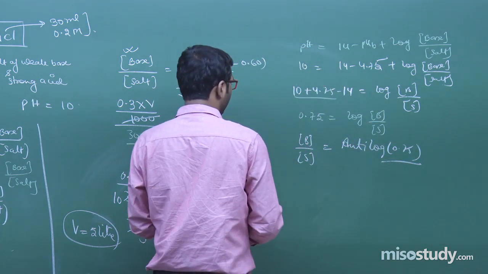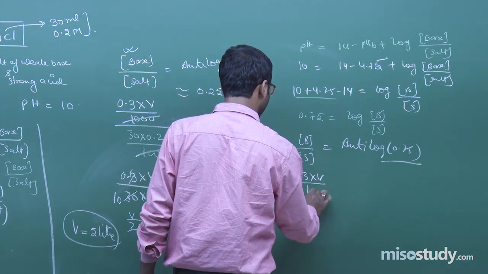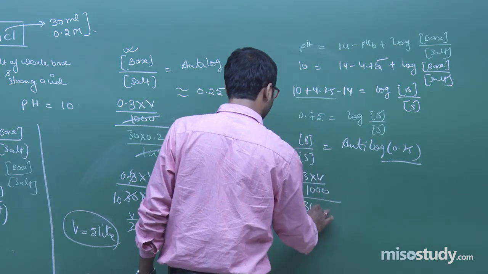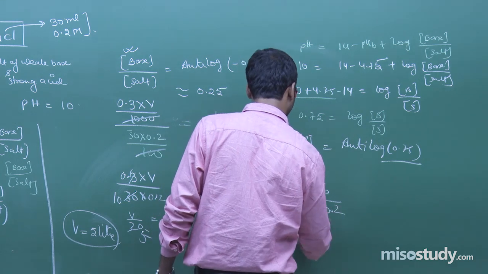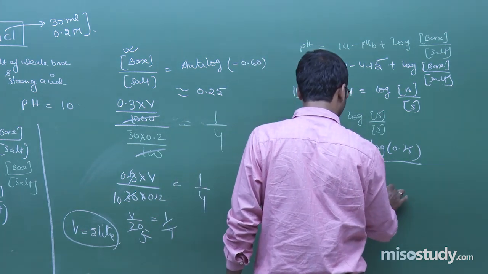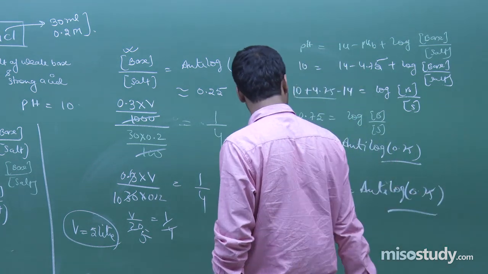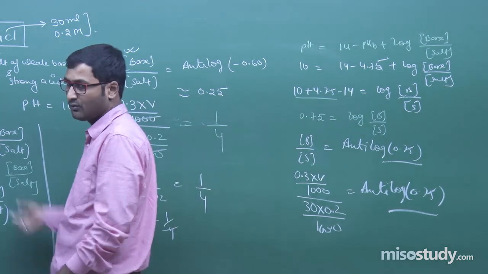Put the value here. B is equal to, similarly we will write 0.3 into V divided by 1000, because this is in ml, convert it into liter. 30 into 0.2 divided by 1000 is equal to, my friend, anti-log 0.75. Can you solve this question? Yes, sir. Now you can easily solve this question. I'm moving here. Check it out.